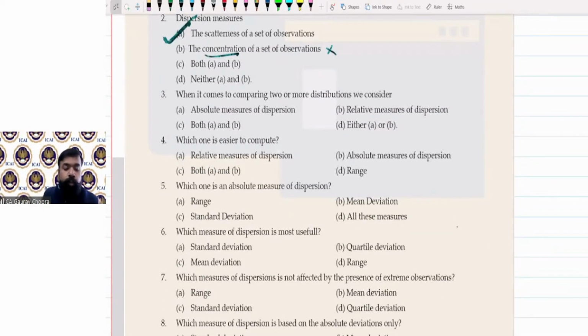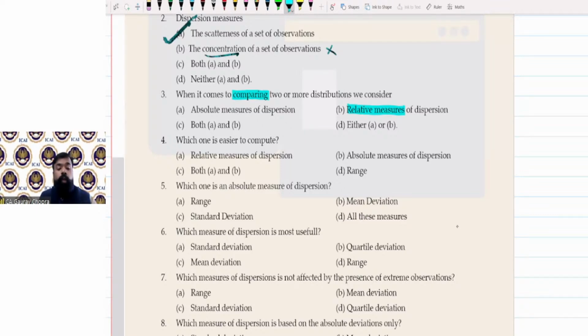Now the next one, third. When it comes to comparing two or more distribution, we consider. So we have already done for comparison. What we have to use? We have to use relative measure of dispersion. That is option number B.